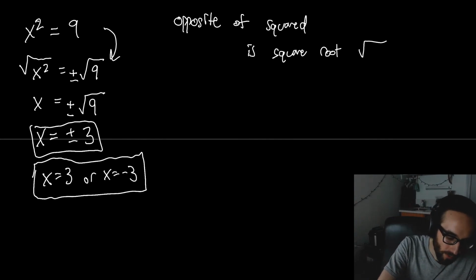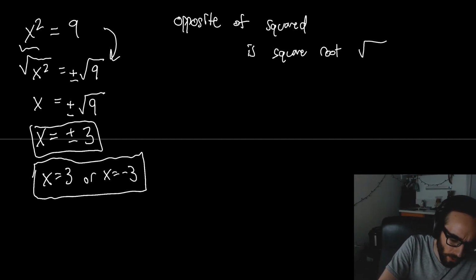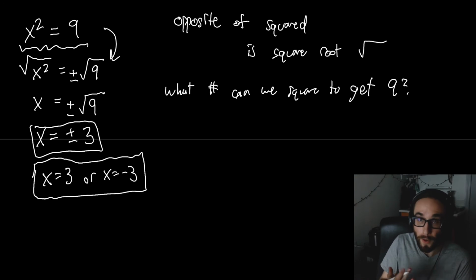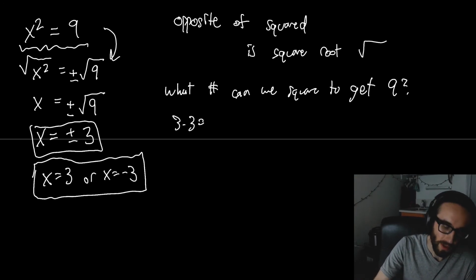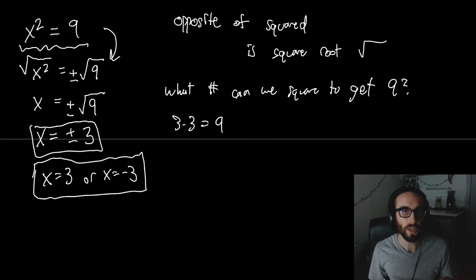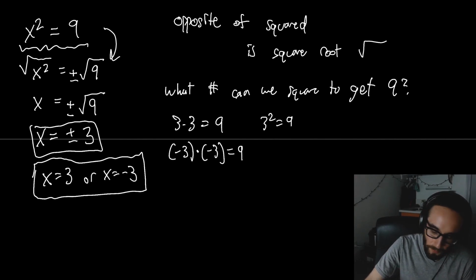So often when we have a squared, we'll end up with more than one answer. And that's because if we think about this equation, x squared equals 9, we're asking what numbers can we square to get 9? So we know 3. 3 times 3 equals 9. So we could also try and think through what this equation is asking. 3 times 3 equals 9. But because when we square, if we multiply a negative by a negative, we get a positive. We also have negative 3 times negative 3 equals 9. In other words, 3 squared equals 9, but also negative 3 squared equals 9.